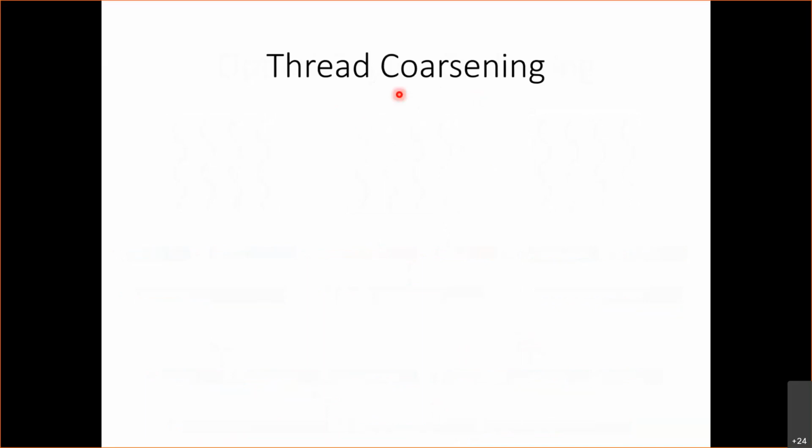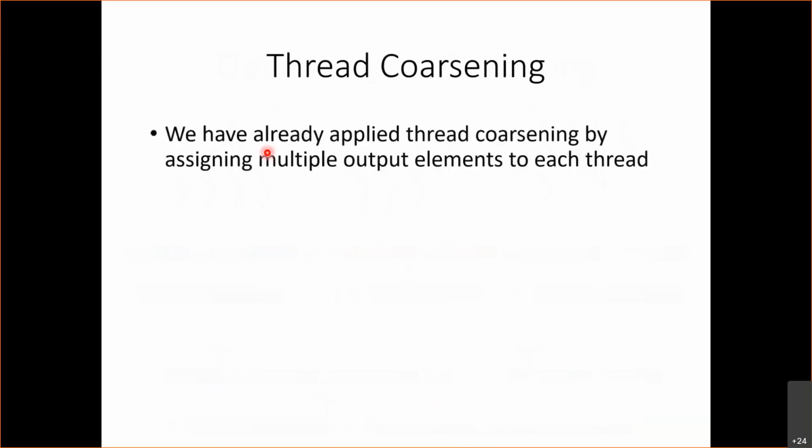What is the price that we pay to parallelize merge in this case? Well, the price that we pay to parallelize merge is that every thread needs to do its own binary search. So the more threads we have, the more binary search operations we're doing. So the advantage of coarsening is we have fewer binary searches. And in fact, we already applied thread coarsening by assigning multiple output elements to each thread. So in our previous merge, we were already assigning multiple output elements to each thread.